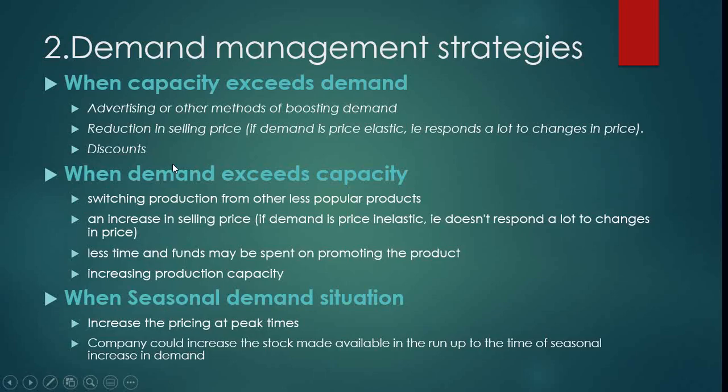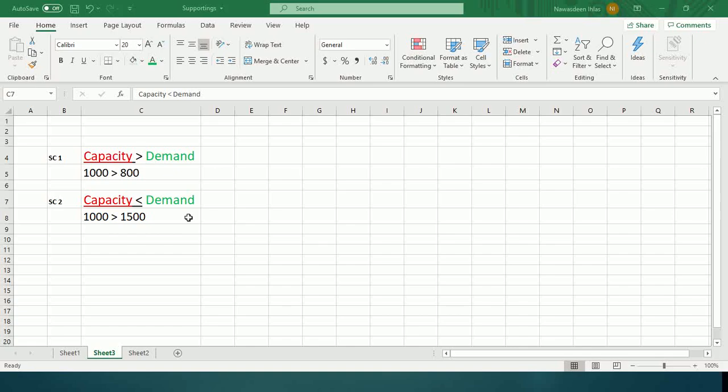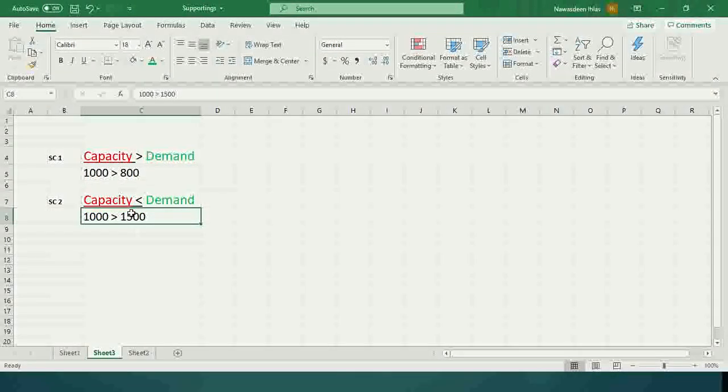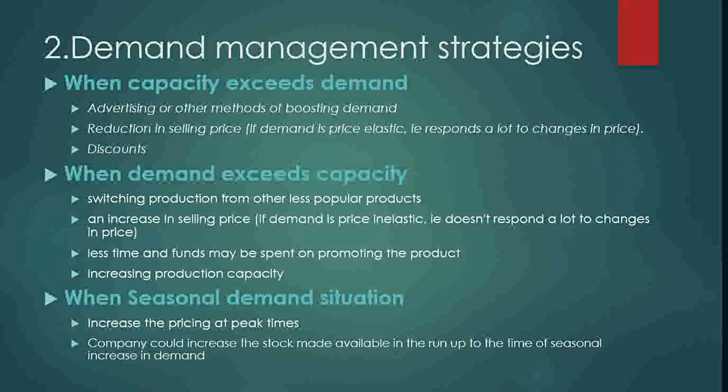Which means what we can do, we can increase our selling price. Previously we decreased or reduced our selling prices. Now we can increase our selling prices. As a result, if we increase our selling price, we can expect there will be a drop in this demand, so we can reduce this demand, right?